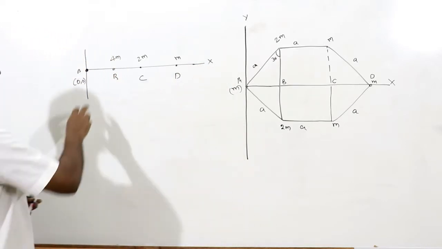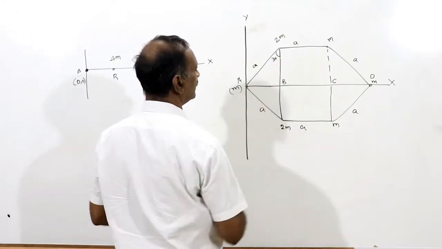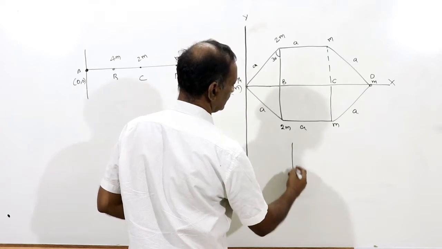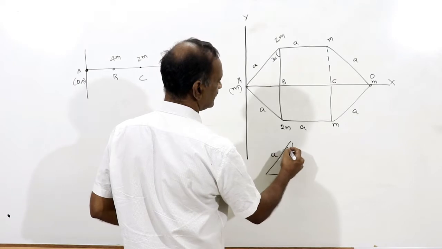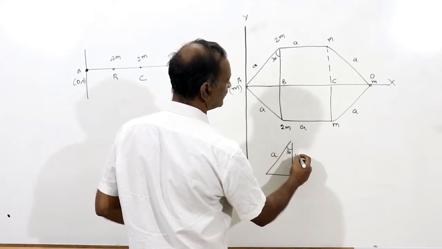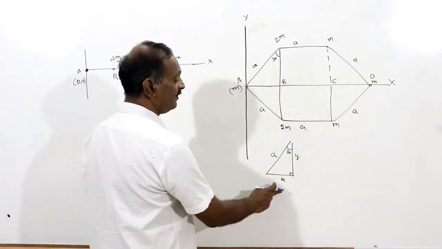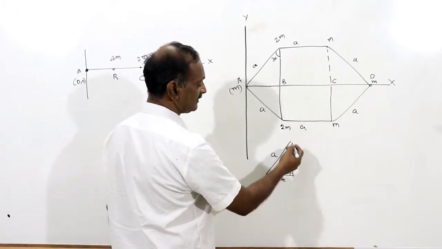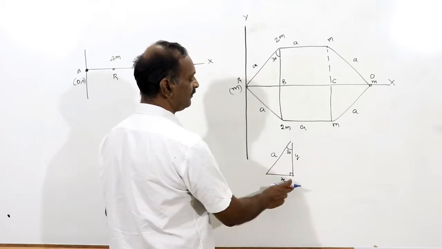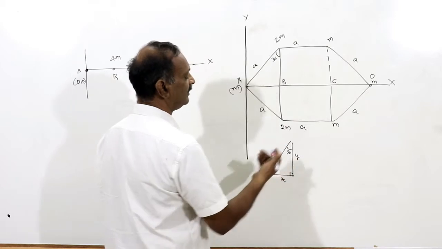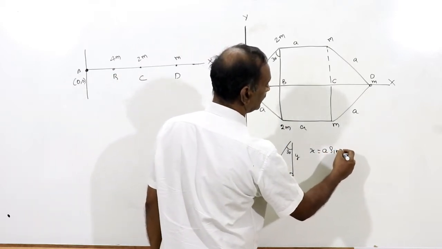Now we want to find this distance. How can we calculate this distance? From trigonometry, this is 90 degree, this is the hypotenuse, this is 30 degree. It means obviously this is y, this is x. We need to find x. Opposite side is sin theta, adjacent side is cos theta. Now we want hypotenuse into sin of 30. That is, x is equal to a sin 30.